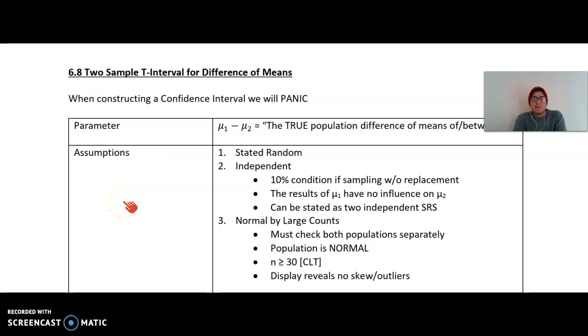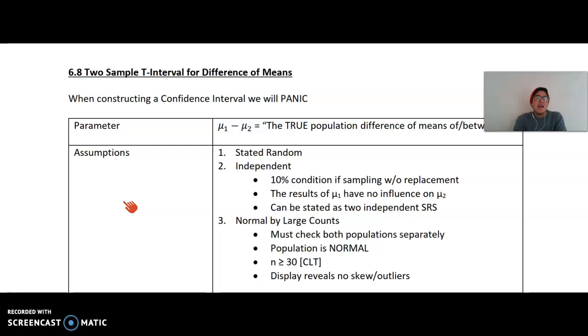Okay, so now coming to the last two inference procedures for this unit are using two-sample t procedures for the difference of means. So first we're going to look at a two-sample t interval for the difference of means. Well, we know that we use confidence intervals to estimate the population parameter. Here, my population parameter is mu1 minus mu2. Of course, we'd have to define them both, but this is the true population difference of means between whatever your two quantitative variables are here.